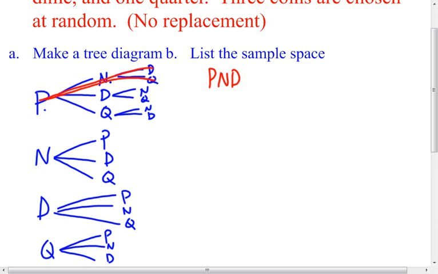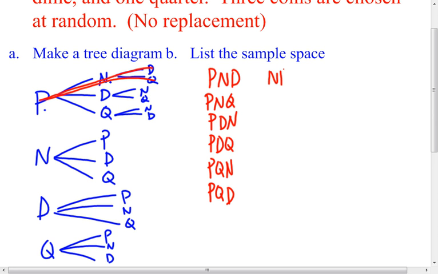Penny, nickel, dime. Penny, nickel, quarter. Penny, dime, nickel. Penny, dime, quarter. Penny, quarter, nickel. Penny, quarter, dime. Okay, and then I'm moving on. Nickel, penny, quarter, nickel, penny, dime, nickel, dime, penny, nickel, dime, quarter, nickel, quarter, penny, nickel, quarter, dime.